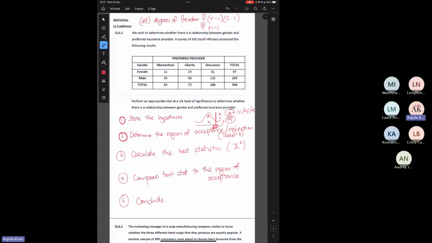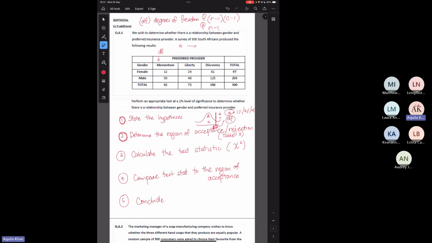It's very, very similar to the T table we worked with in Learning Unit 8. All you do is locate A going across and your degrees of freedom coming down the first column. That's literally it. There is nothing else to it. Using A and your degrees of freedom, you will get to your critical value. Okay, so that's your region of acceptance and rejection.